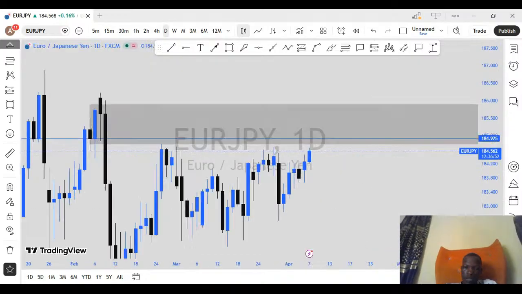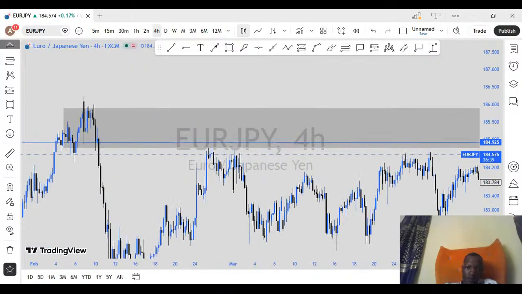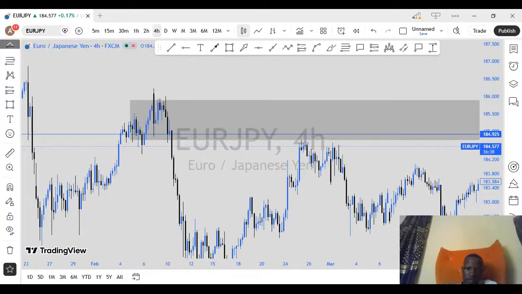Okay, market is almost there. So we expect market to go back to this level and then sell the market. So from 4 hours time frame, on this 4 hour time frame, what are we expecting?